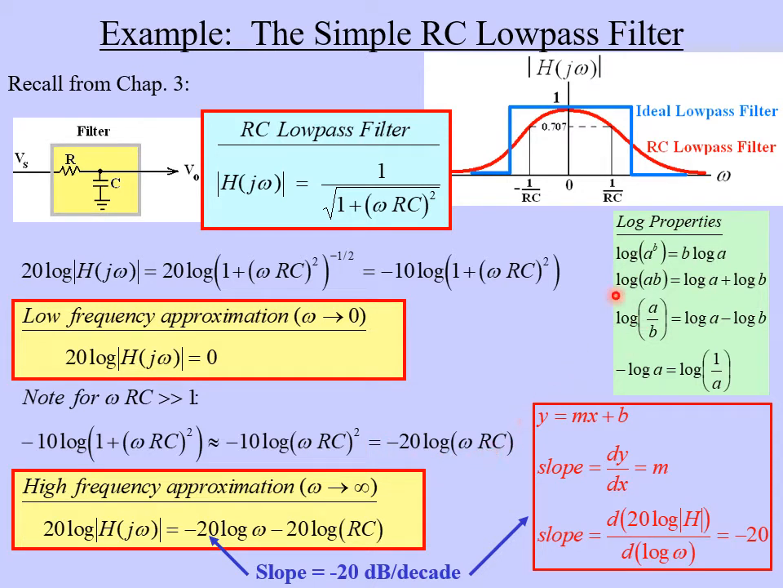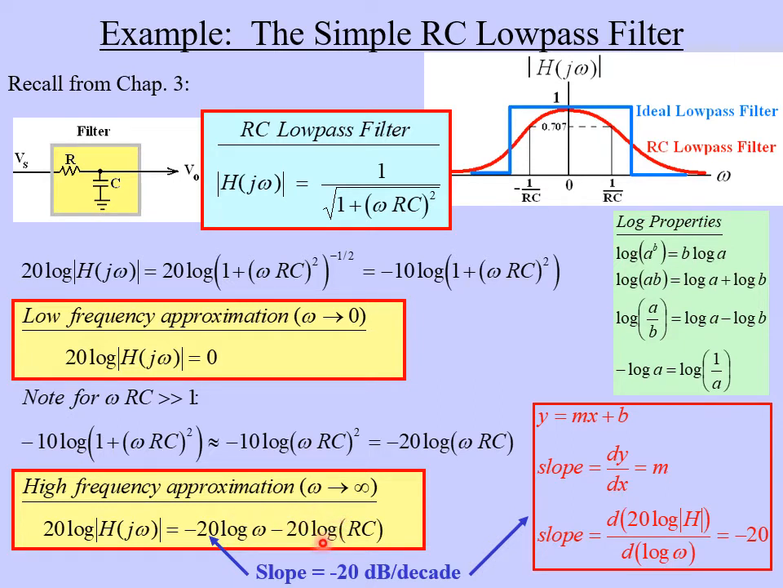And now we're going to use this log property here, the second one, and split this product up into 2 logs. So what happens here is we have negative 20 times log of omega, that's the first term, minus 20 times the log of the other term, which is RC. So for high frequencies, our Bode plot is going to look like this function here.